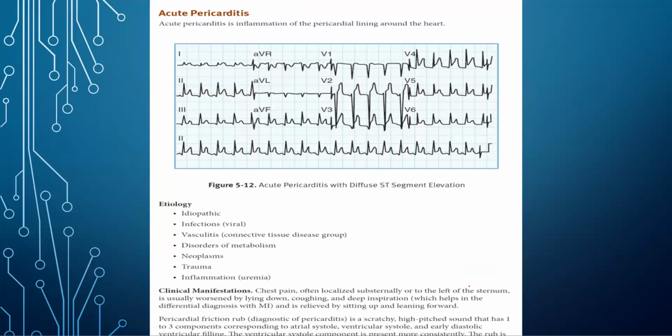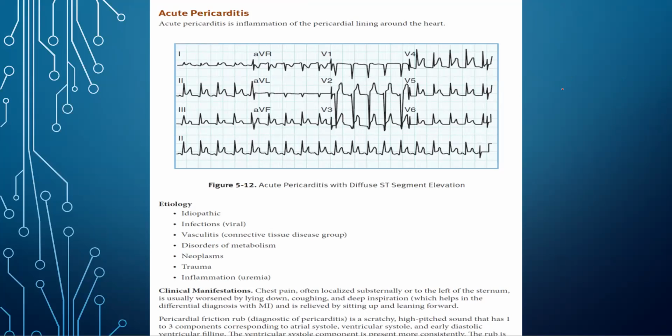Next, so cardiomyopathies are done. Move on to acute pericarditis. Remember during our chest pain class, we discussed a little bit about pericarditis. So pericarditis is the inflammation of the outer layer of your heart, which is the pericardium.